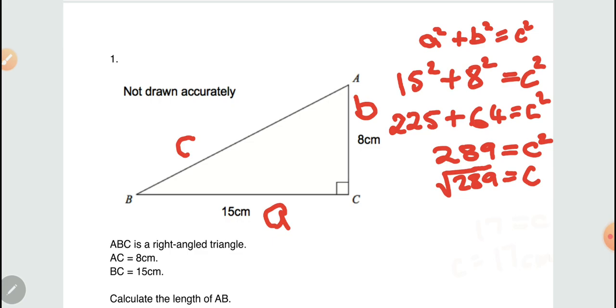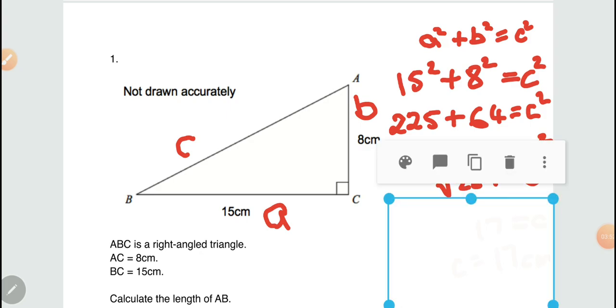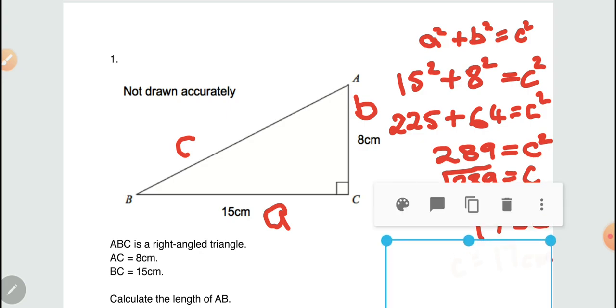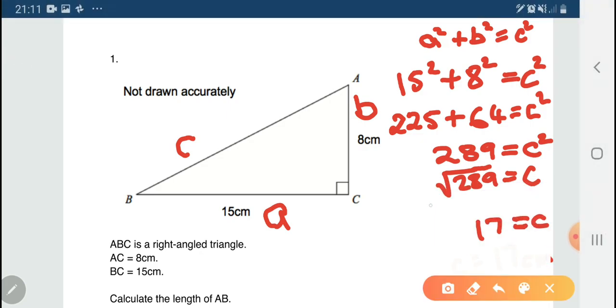So can you see, by square rooting this, we write it like that, square root of 289. And if we square root c squared here, we will just get c. So now using a calculator, just square root 289 and you'll get 17. So the square root of 289 is actually 17.